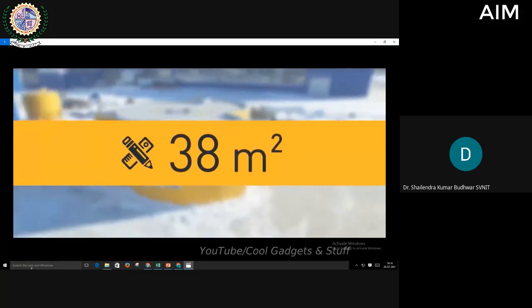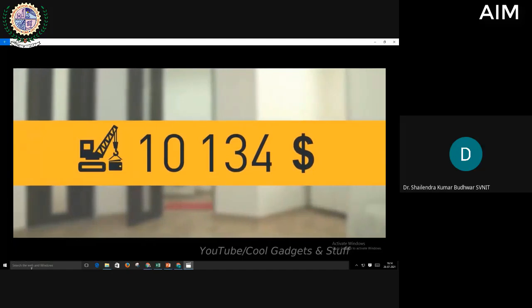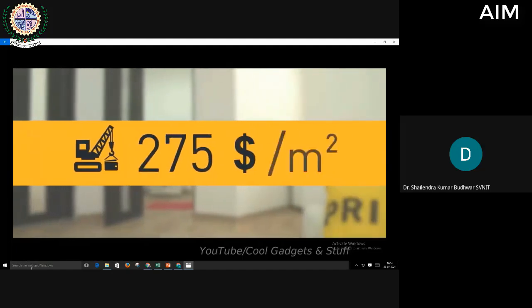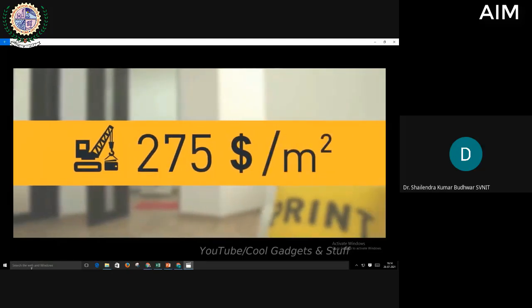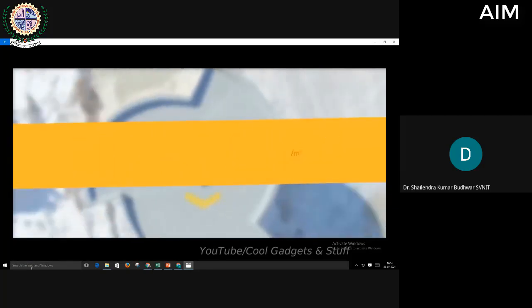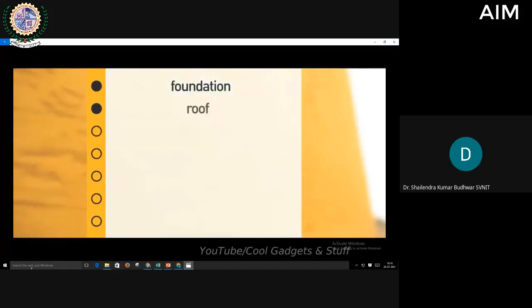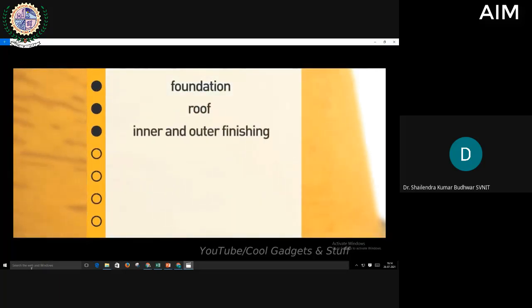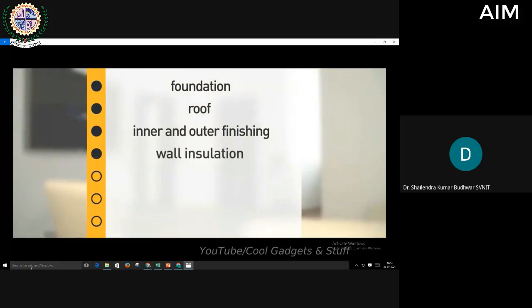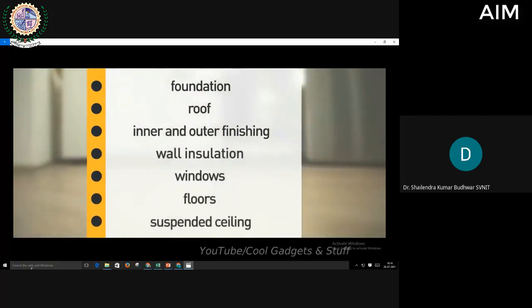Construction costs amounted to $10,134, which corresponds to approximately $275 per square meter. And this, in view of the shape complexity of the building. Prices include all works and materials for the construction of foundation, roof, exterior and interior finishing works, installation of heat insulation of walls, windows, floors, and ceilings.